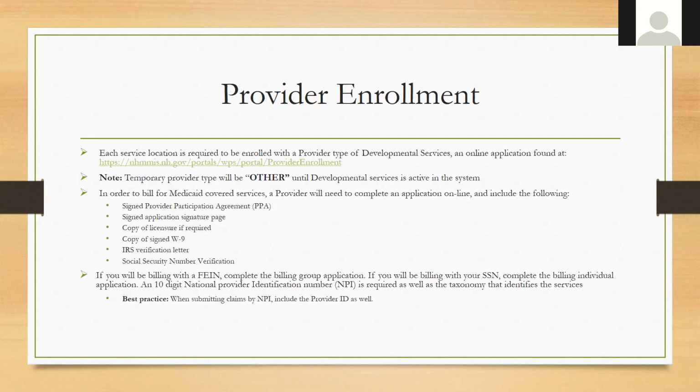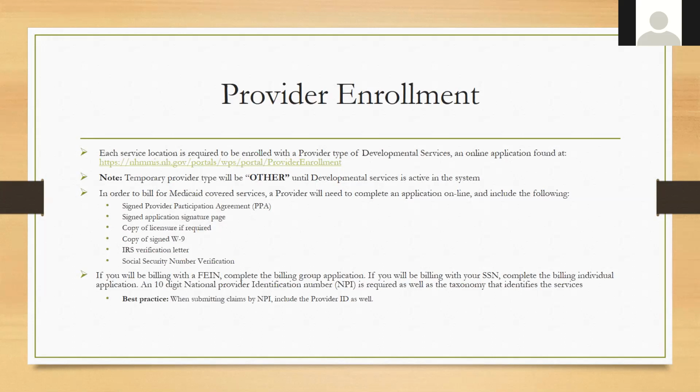So a provider needs to complete the application online, and we gave you this list that needs to be included with that application. These are all forms that are found on the MMIS enrollment site: a signed provider participation agreement, a signed application signature page, a copy of licensure if required for certain agencies, a copy of a signed W-9, an IRS verification letter, and a Social Security number verification.